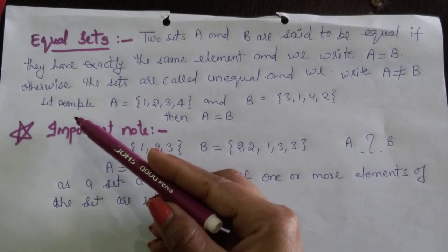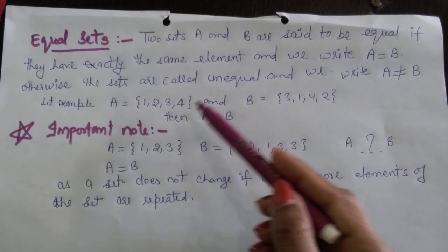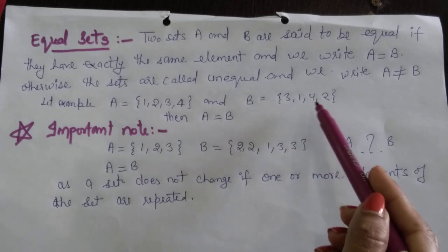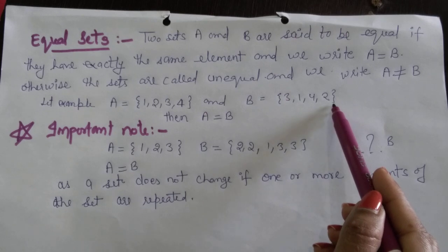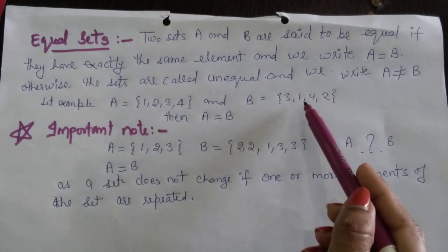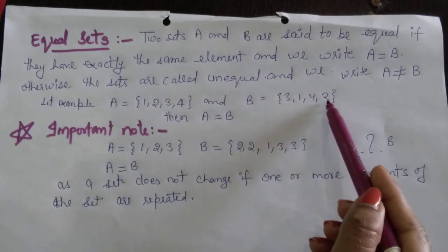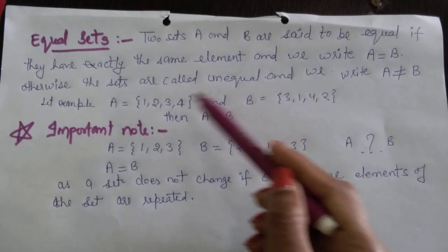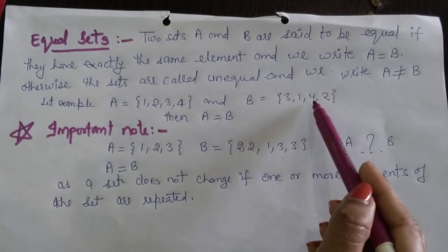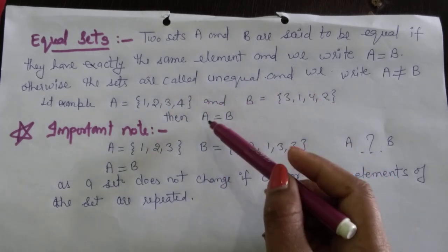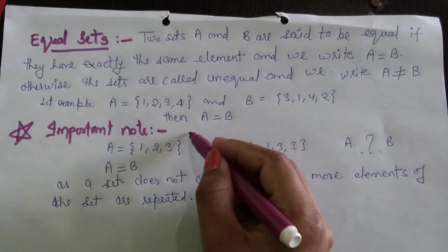So let us take one example. Here we have A equal to {1, 2, 3, 4} and B equal to {3, 1, 4, 2}. Here we have 4 elements. Here again we have 4 elements. And if we compare the elements, 1 is here, 1 is also here, 2 again here, 2 is also here. 3 is an element in both the sets, and 4 is also in both the sets. So yes, we can say that A equal to B. Now one thing is very important here.